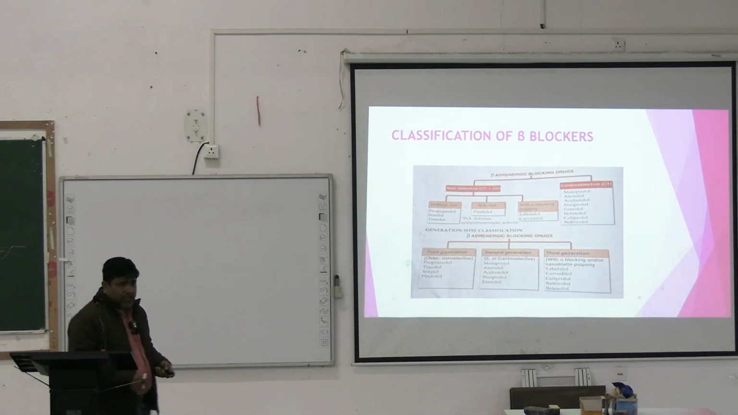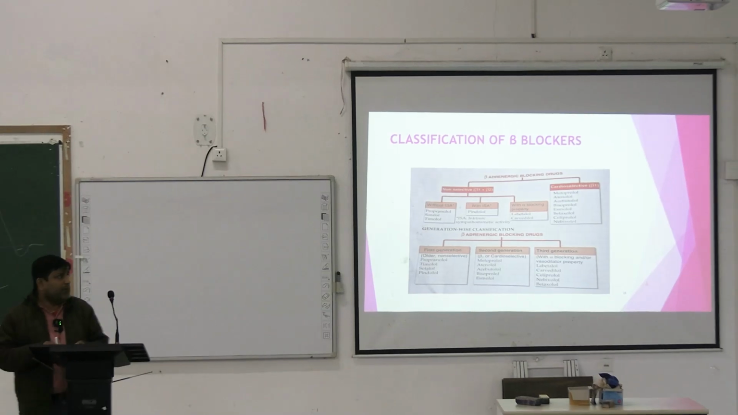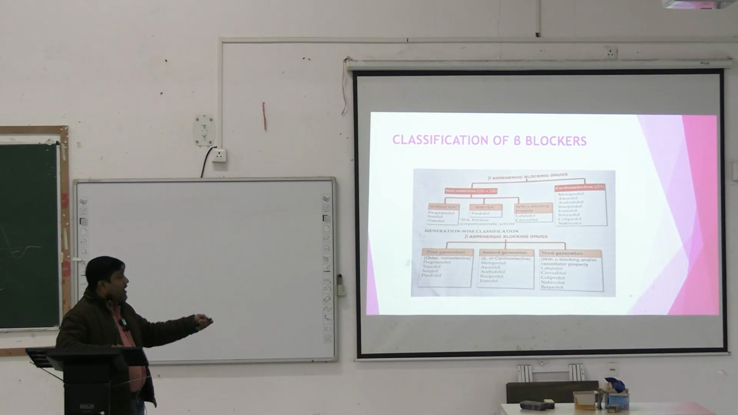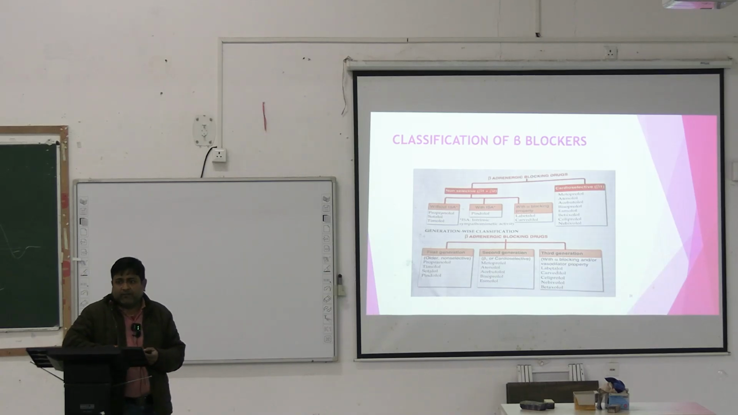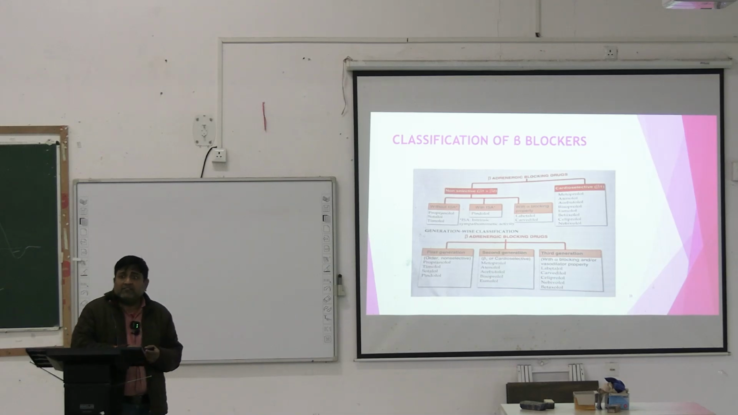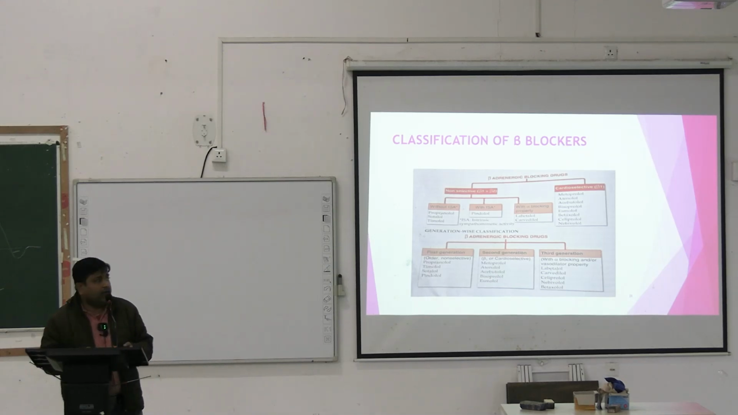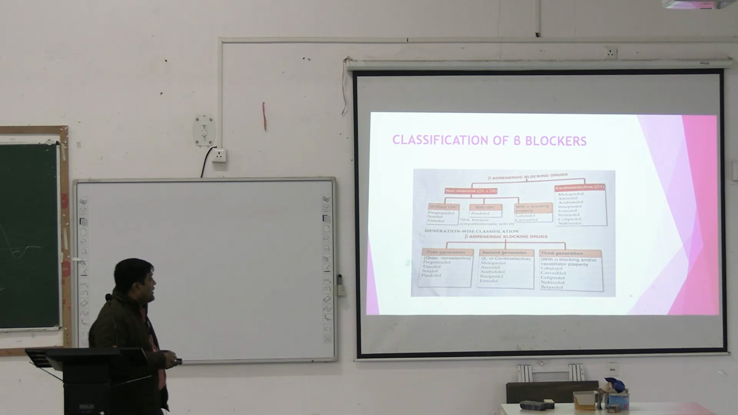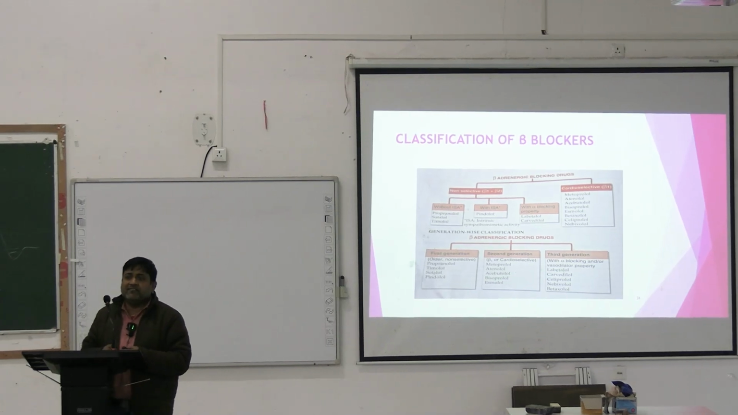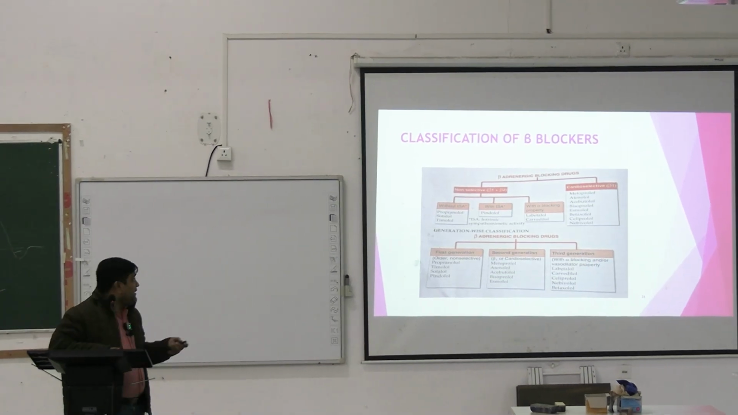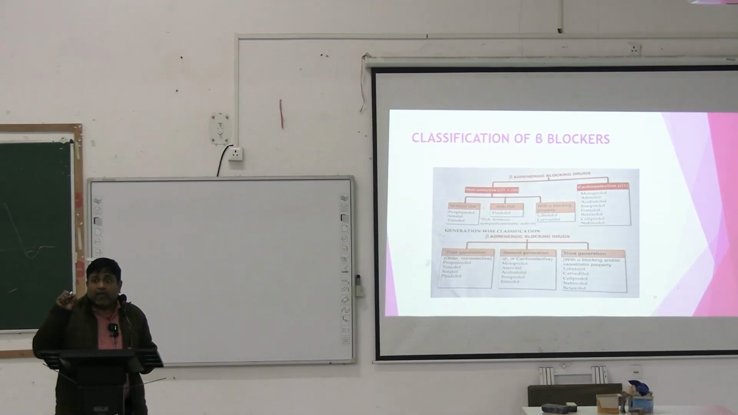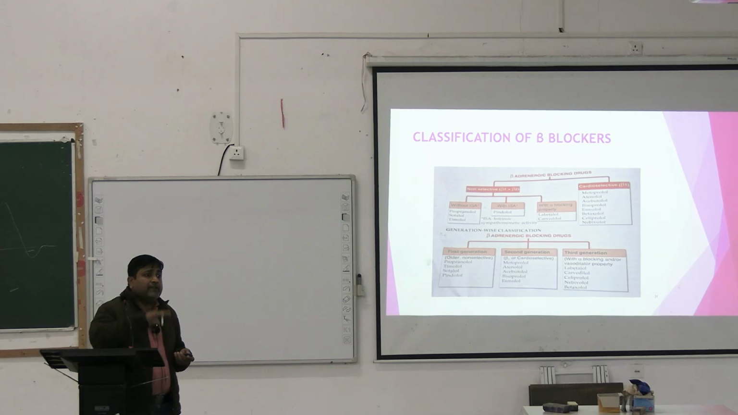Now, this is the classification of the beta blockers. Beta blockers can be non-selective, acting on beta 1 plus beta 2. It can be selective, cardioselective, acting only on the beta 1 receptor. Among the non-selective, the drug can be without intrinsic sympathomimetic activity, the drug can be with intrinsic sympathomimetic activity, and the drug can have additional alpha blocking property. Intrinsic sympathomimetic activity means basically the drug is blocking the beta receptors, but again it has some sympathomimetic activity, increases the heart rate.